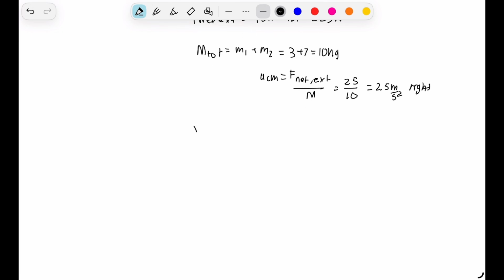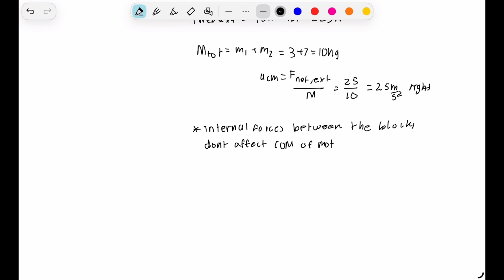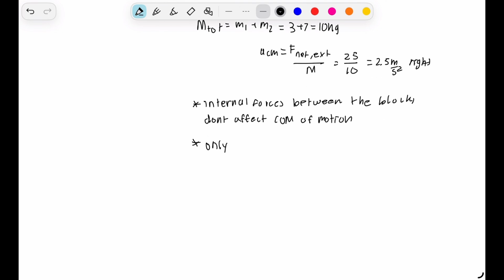So what we can take away from here is that internal forces between the blocks don't affect the center of mass motion. What we saw was only external net forces mattered.